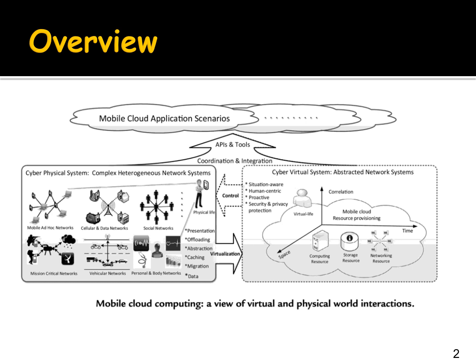While on the other side is the cyber virtual system, which is abstracted network systems in which all the resources are connected to each other and interact with each other on a daily and very regular basis. Cyber virtual system consists of computing resource, storage resource, networking resource, and the main developer control happens here.